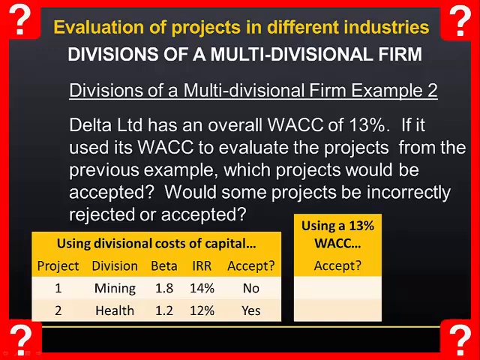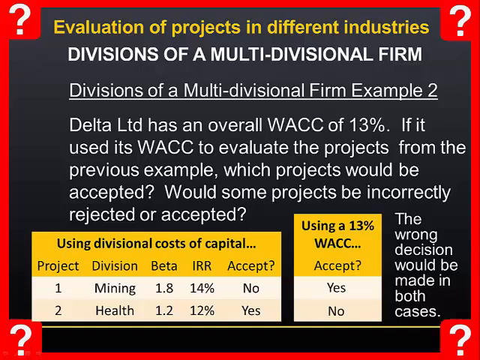Because the rate of return for Project 1 exceeds the WACC of 13%, we would accept Project 1, but we would reject Project 2. In both cases, we would have made the wrong decision if we used the overall weighted average cost of capital for the firm.